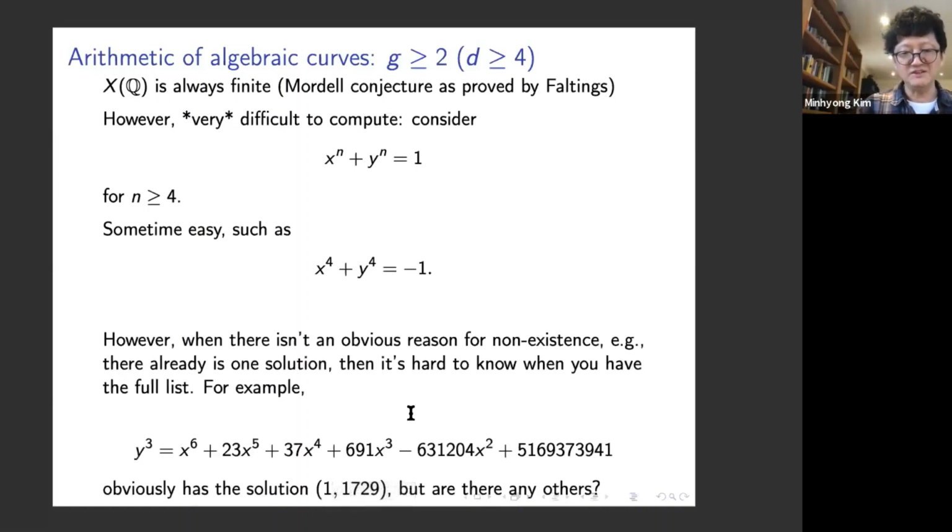If there's not an obvious reason for non-existence, you write down a random equation like this. Now this has the solution 1,729. Obviously that's a joke. I generated this non-obviously, but even for this equation, I still don't know. I just wrote this down and I said maybe one can figure out, using some of the existing methods, whether there are more solutions or not. I still don't know whether there are any other solutions. Maybe some of you are very clever with this and can spot that right away. But even if you did, to actually check that there are no more would be very hard. So that's the typical situation with these equations of genus at least 2.